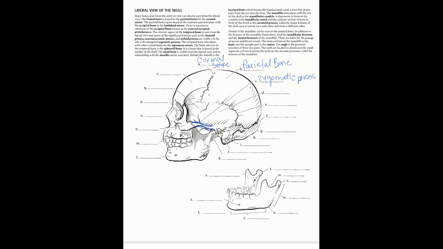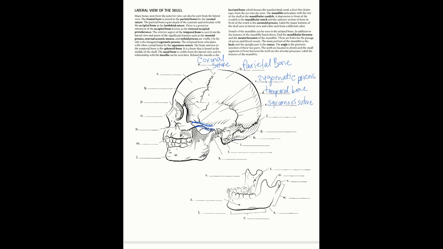D is our temporal bone, which protects the temporal lobe. And the temporal bone is going to be connected to our parietal bones, as well as the sphenoid through the squamous suture. Again, a suture is that fused joint.